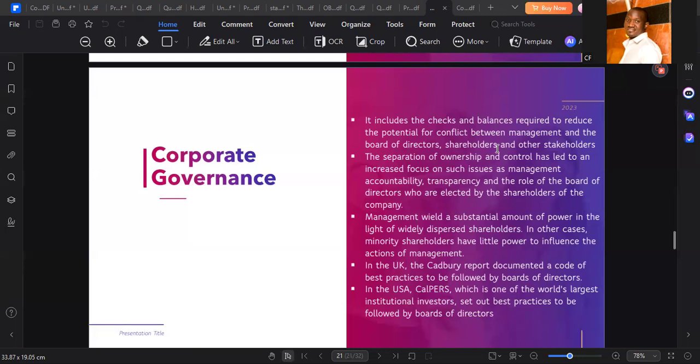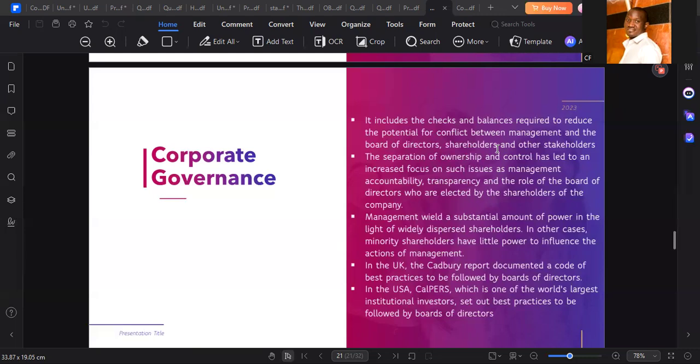How did this PAC come in? It was an issue of corporate governance, seeing how particular office bearers are acting in the best interest of the organization and vice versa. And management also should wield a substantial amount of power in light of these unlearned shareholders. In other cases, minority shareholders may have little power, but because of corporate governance, they are protected.